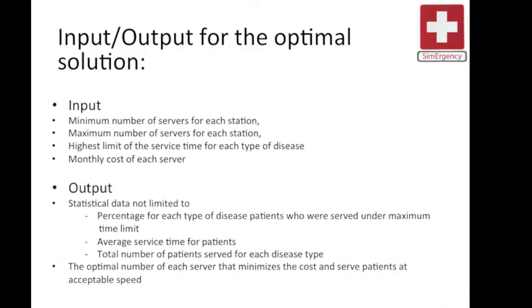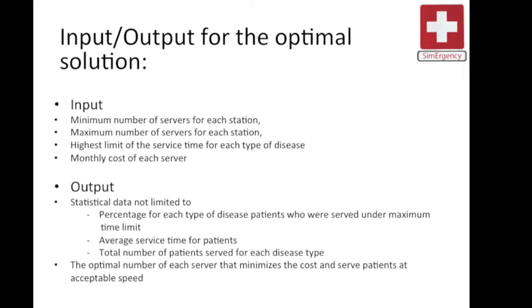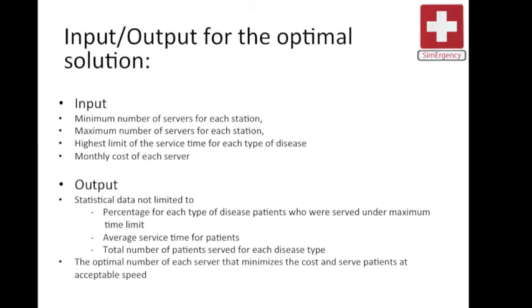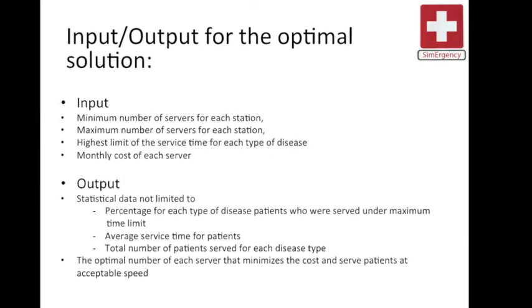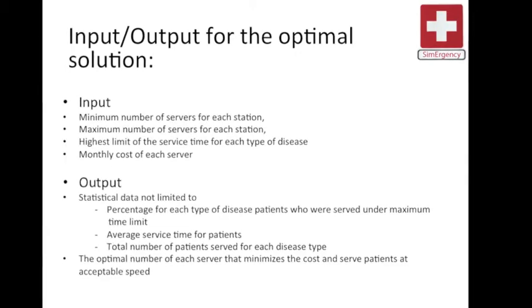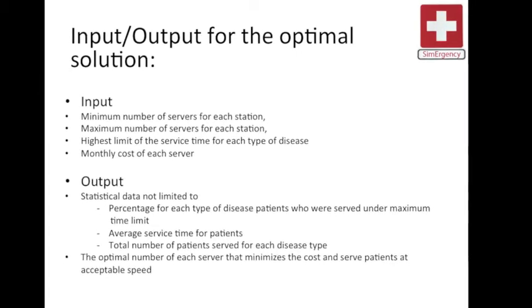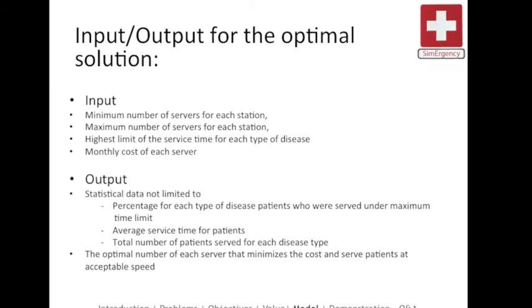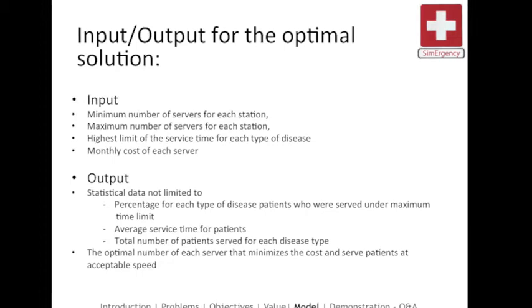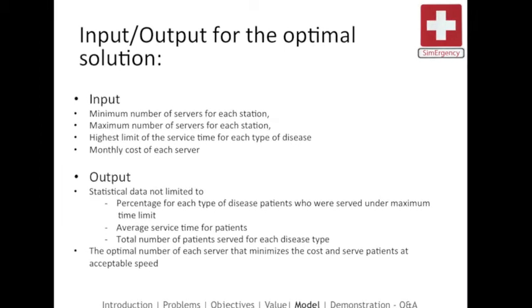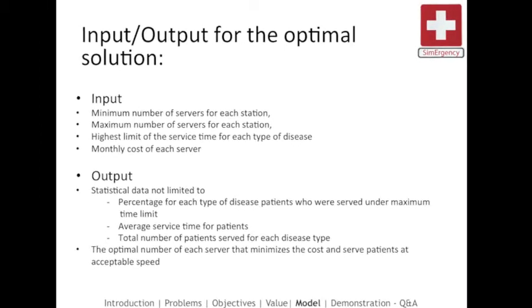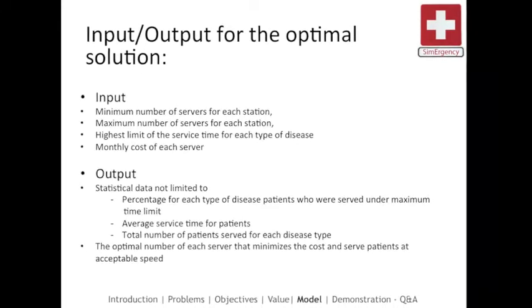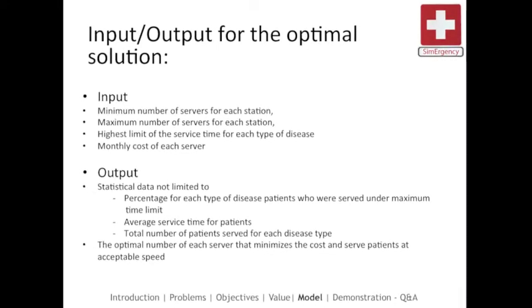When using our product, our client will input the minimum number of servers for each station, the maximum number of servers for each station, the highest limit of the service time for each type of disease, and the monthly cost of each server. Then our simulation product SimErgency will show these outputs: statistical data not limited to the percentage of patients for each type of disease who were served under the maximum time limit, average service time for patients, and the total number of patients served for each disease type. Then our product will show the optimal number of each server that minimizes the cost and serves patients at acceptable speed.